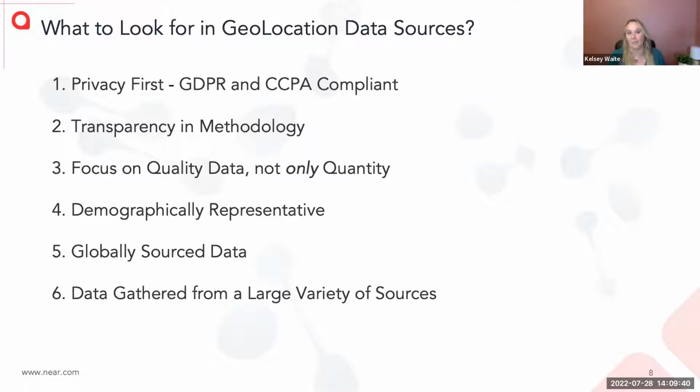And then number 6, you want to make sure that the data is gathered from a large variety of sources. So again, for example, NEAR gets data from hundreds of thousands of apps. And again, all across the world, we have apps that are only used in Australia, but we want to make sure that we're collecting it from as many places as possible.